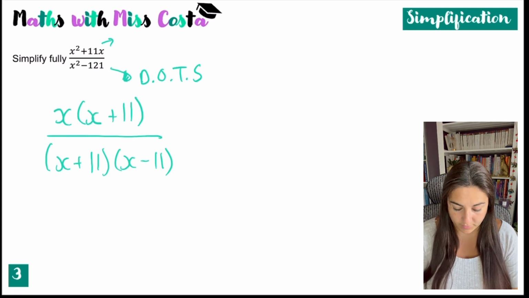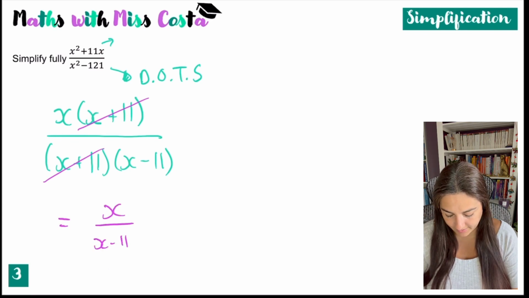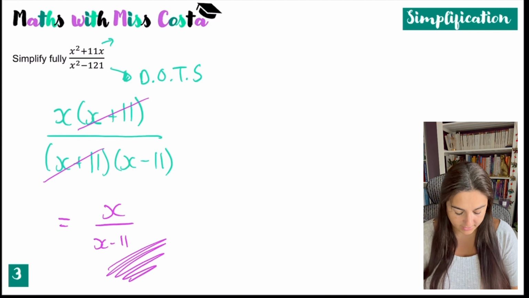So then what do I do? I cancel out anything that is the same. So I've got x plus 11 here, x plus 11 there. So that would cancel out. So that would become x over x take 11. And that is your fully simplified quadratic.